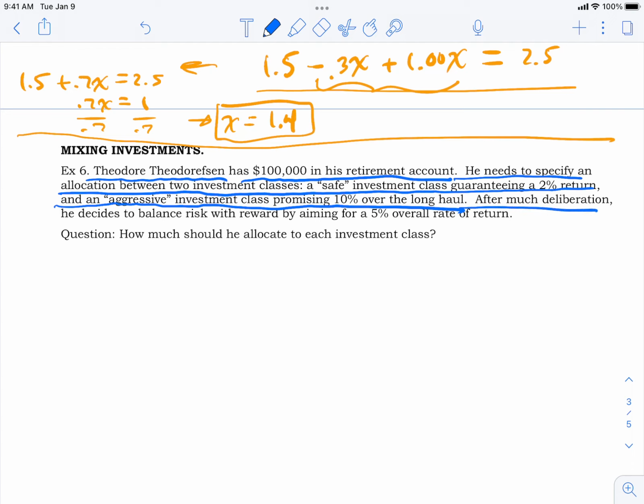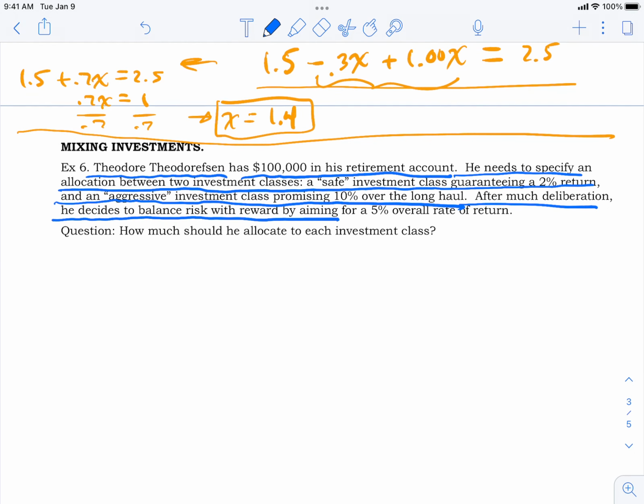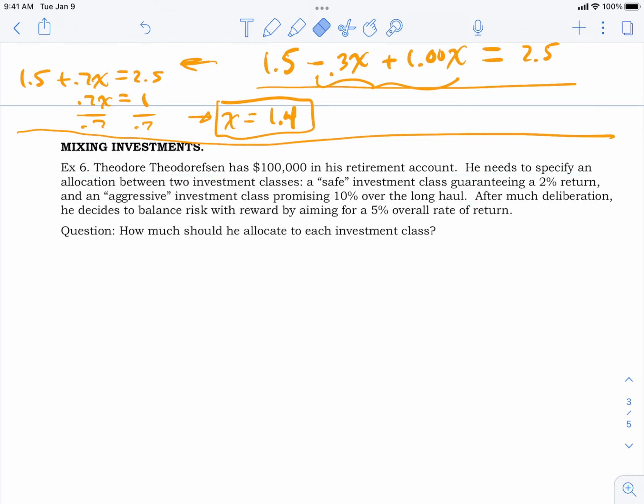So anyway, after much deliberation, Ted decides he's going to balance risk with reward. You know, the stock market, 10% is great, but it's risky. It could crash. He's going to balance it by trying to get 5% overall. So how much does he have to put into each investment class? You put some in the safe, you put some in the risky. If you put it all in the risky and it worked, you'd get a 10% return. That'd be cool. If you put it all in the safe and it worked, you'd get a 2% return. Not as cool. Safe anyway. So he's trying to get something in between.